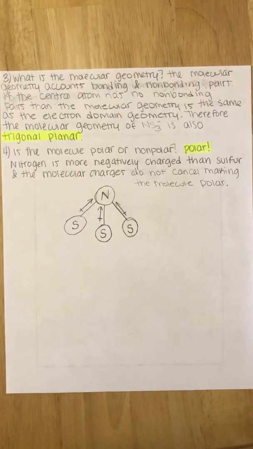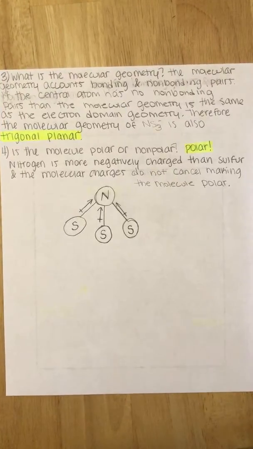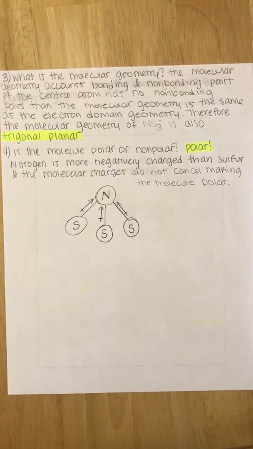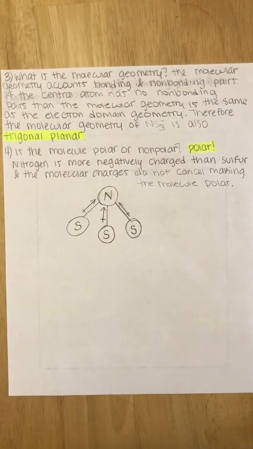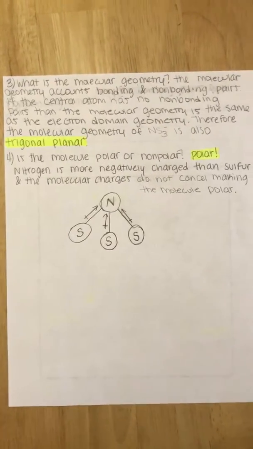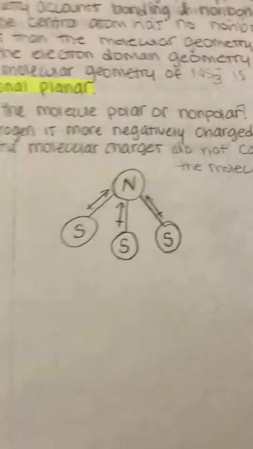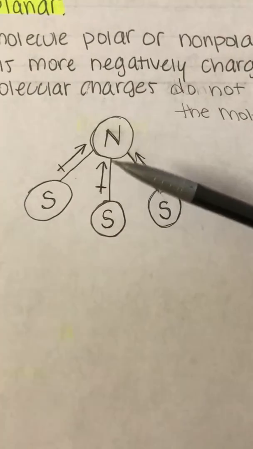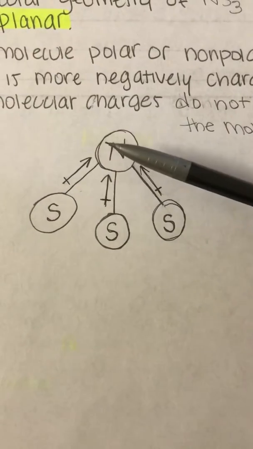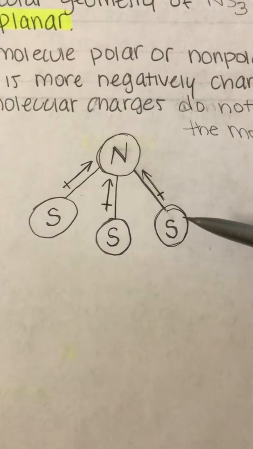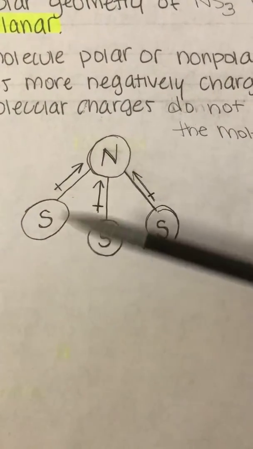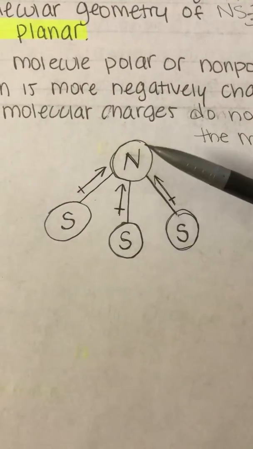The last question asks, is the molecule polar or nonpolar? It's polar. Nitrogen is more negatively charged than sulfur, and the molecular charges do not cancel, making the molecule polar. So here in this diagram you can see that nitrogen is more negatively charged and the sulfurs are more positively charged, making this molecular geometry polar.